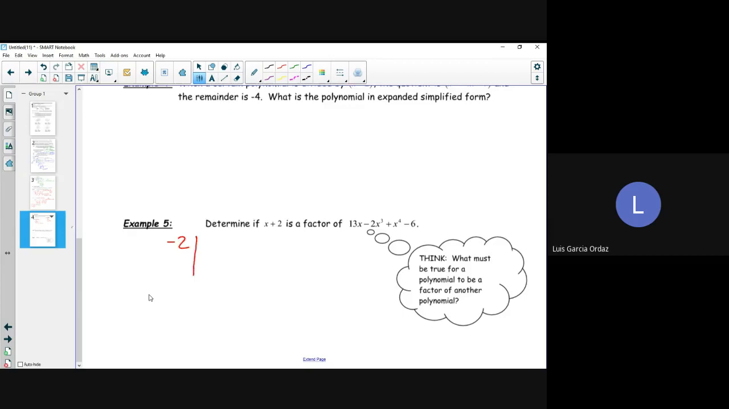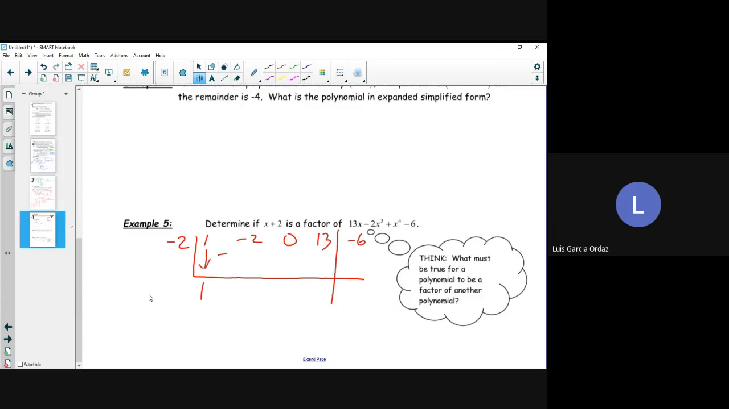Negative 2. What should be our first number? Because this is in order. Negative 2. Oh, sorry. So 1. What's the next coefficient? Negative 2. Do we have an x squared? Nope, so we put 0. Thank you. What's the next one? 13. And the last one? Negative 6. Okay. So bring the first one down.